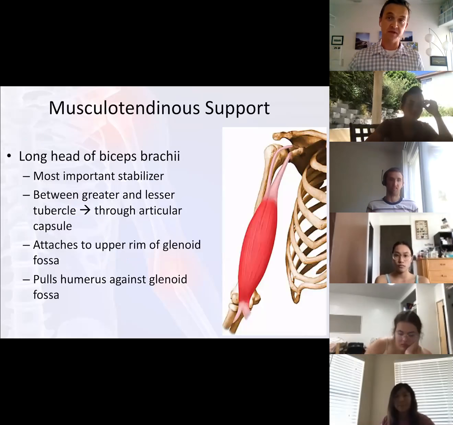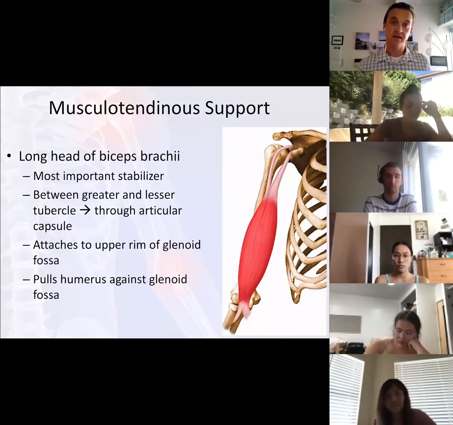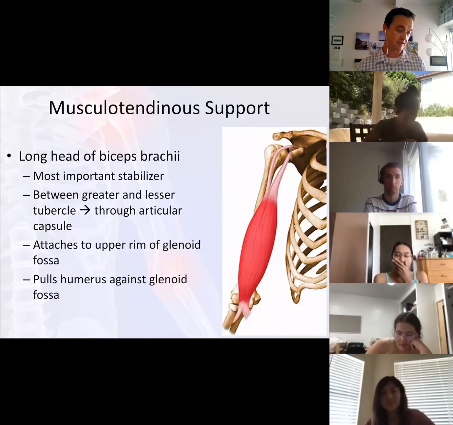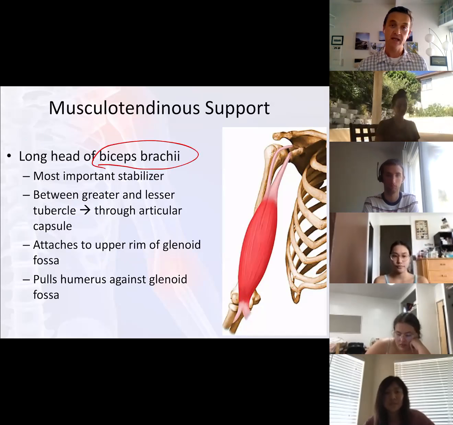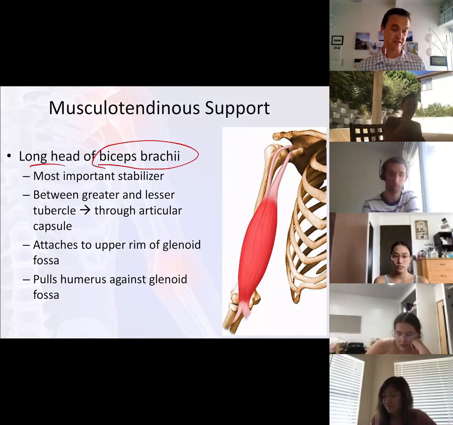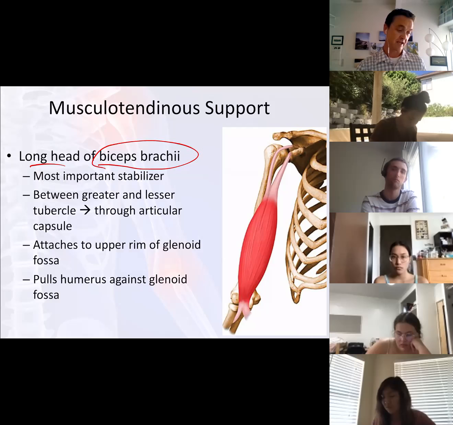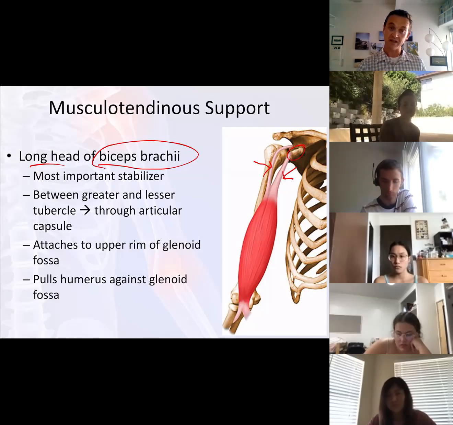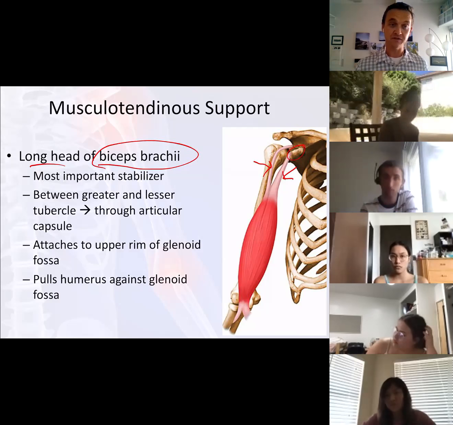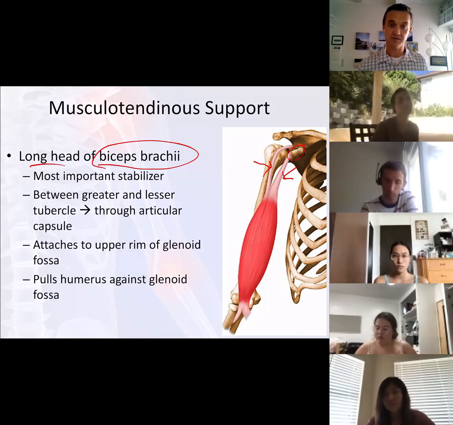So the shoulder, as I mentioned before, does have to rely a lot on muscles and tendons to support the joint. Okay, one of those is the biceps brachii muscle. Okay, and more specifically, the long head of the biceps brachii. Biceps brachii has 2 heads. That's why it's called biceps, just like a bicycle, right? That means 2. It has the short head over here, which goes right up to the coracoid process. And then it has the long head on this side, which goes right through that intertubercular groove that you guys saw when you studied the humerus, right?